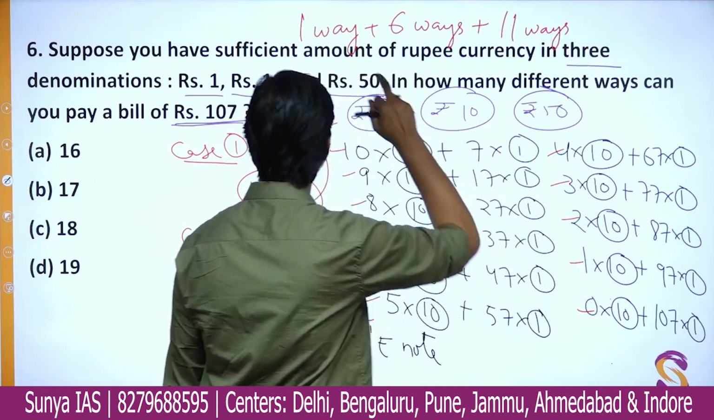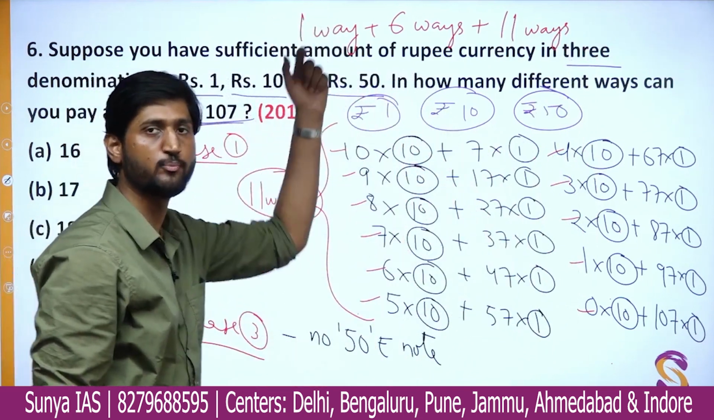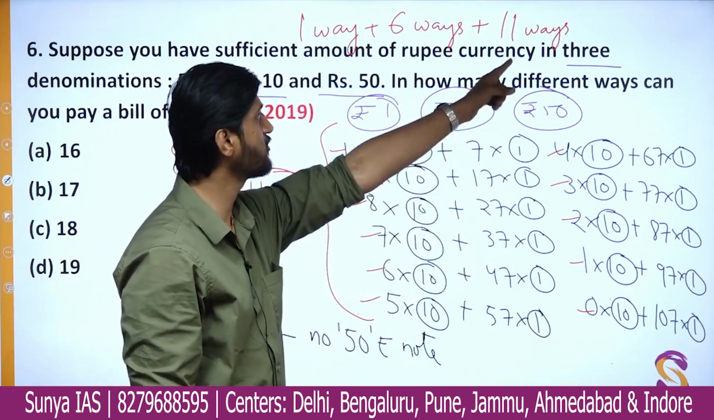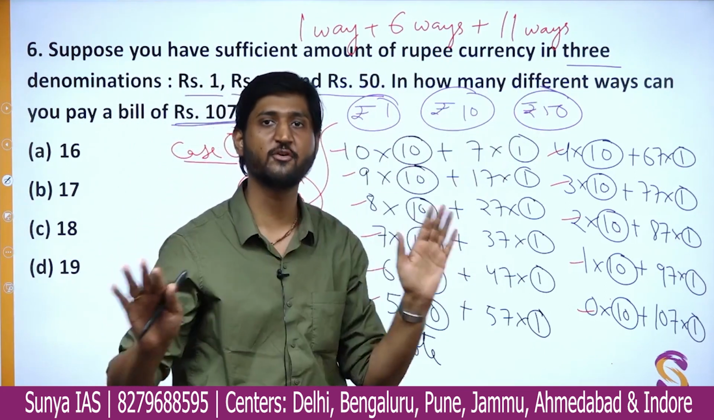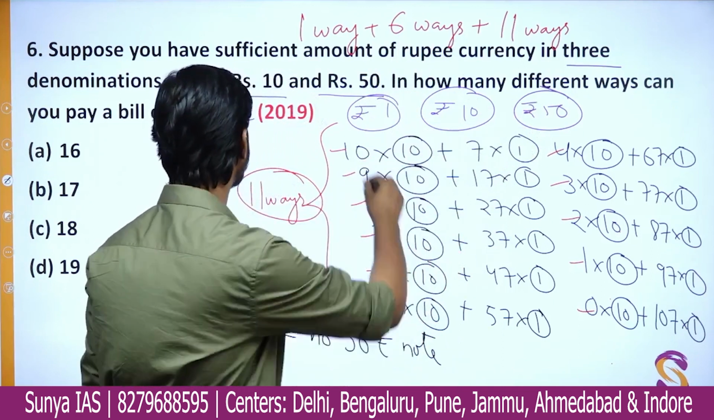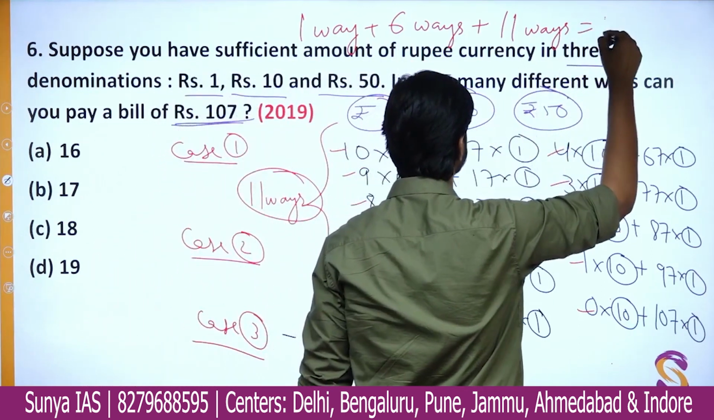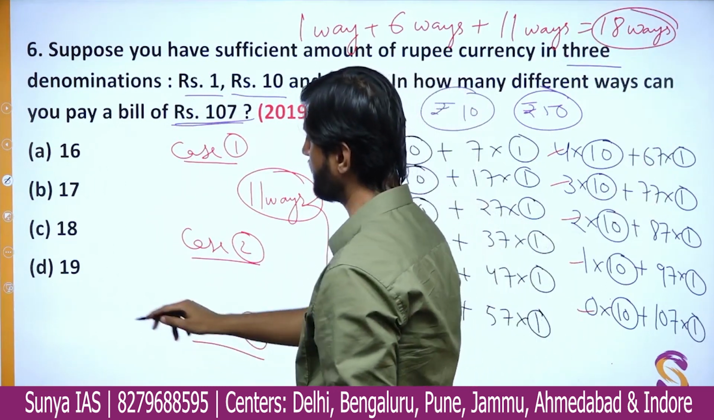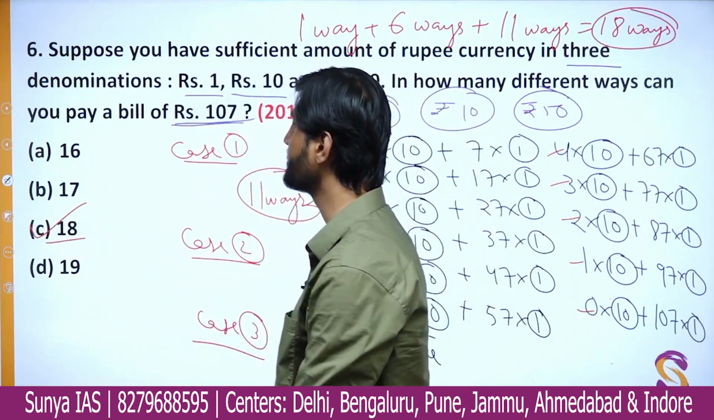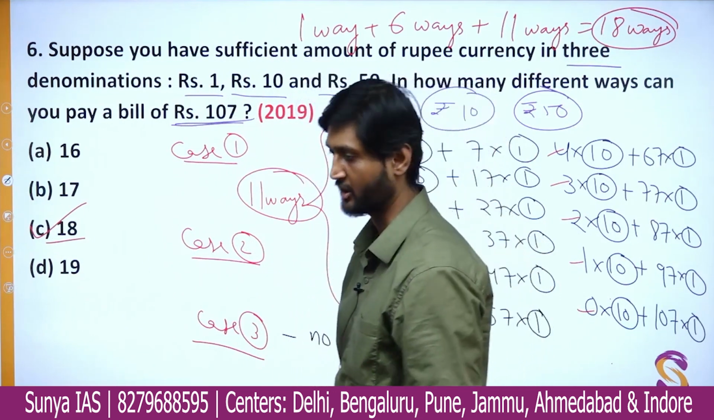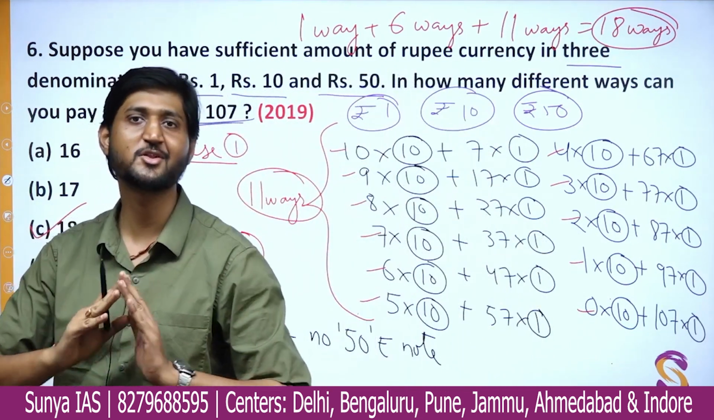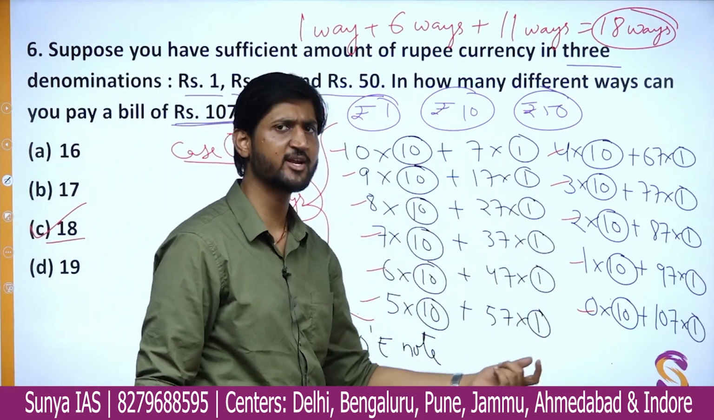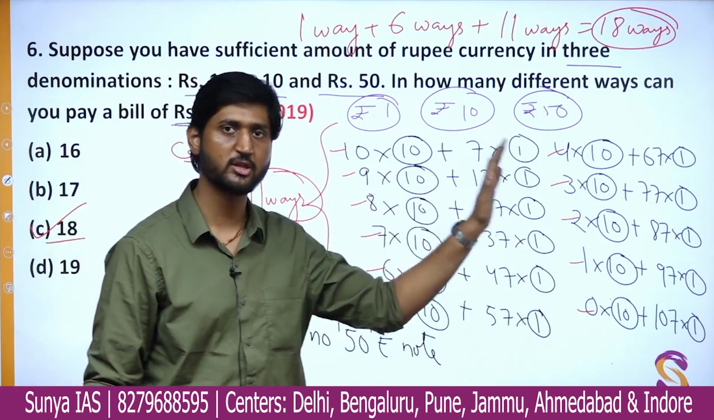So this was case 1 when you are using 2 fifty rupee notes. This was case 2 when you are using 1 fifty rupee note. And this was the last case in which you are using no 50 rupee notes. And therefore, you have overall 1 plus 6 plus 11, that is 18 ways to pay the amount. So we have option number C as the correct option in this particular case. Here also the question is quite random, but I think if you figure it out, it is not that difficult and you can now attempt similar questions on the same idea.